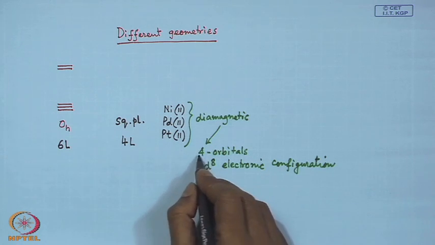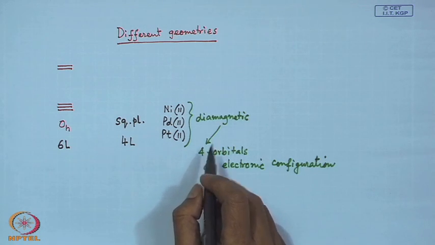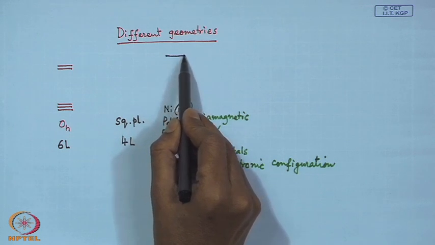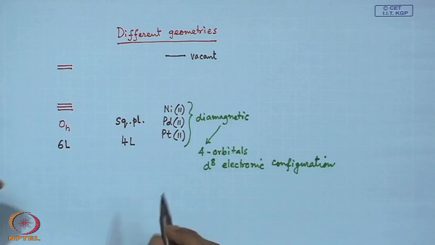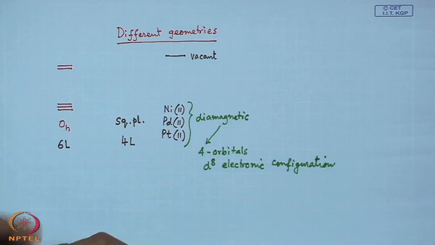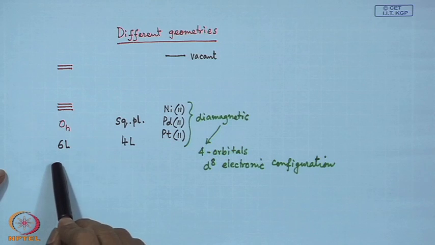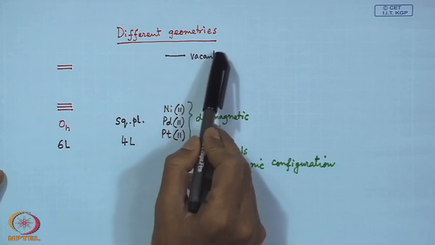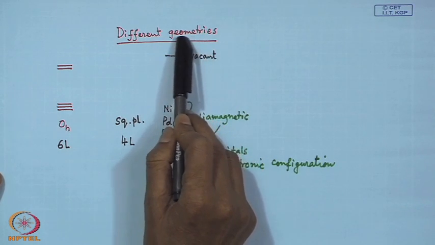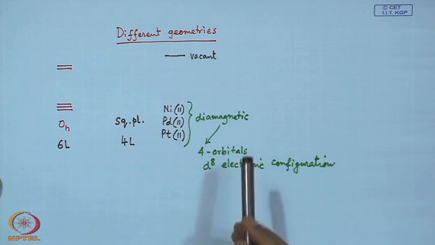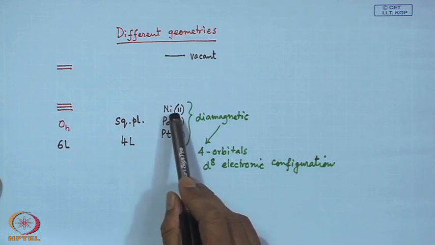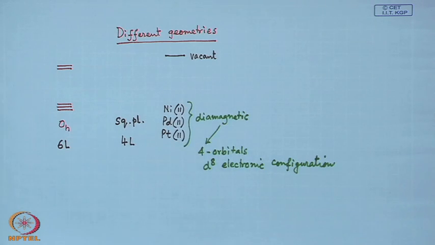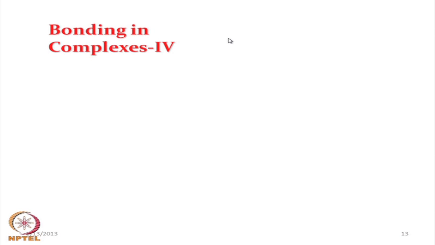So, these 8 electrons will remain paired within the 4 orbitals, and one of the orbitals will be the corresponding vacant orbital. All these properties and reactivities will change as we move from one particular environment to the other, and this vacant orbital is most important and most interesting, and it can play an important role in the compounds of nickel, palladium and platinum. So, next we will move to the next part, that is, bonding in complexes part 4.